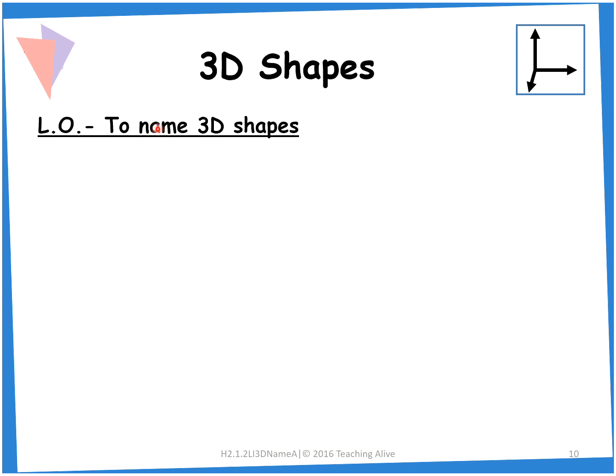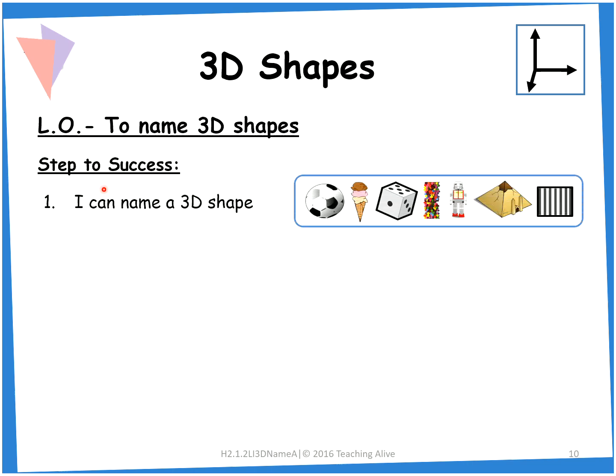Let's review our objective to name 3D shapes, and our step to success is the same as our learning objective, and hopefully you can now say number 1, I can name a 3D shape. For example, we look at our ice cream and lick ice cream twice, and we know that that shape is a cone. Or we look at a 3D shape and realize it's a prism, and look at the front of it and it's got a triangle on it, so it's a triangular prism.